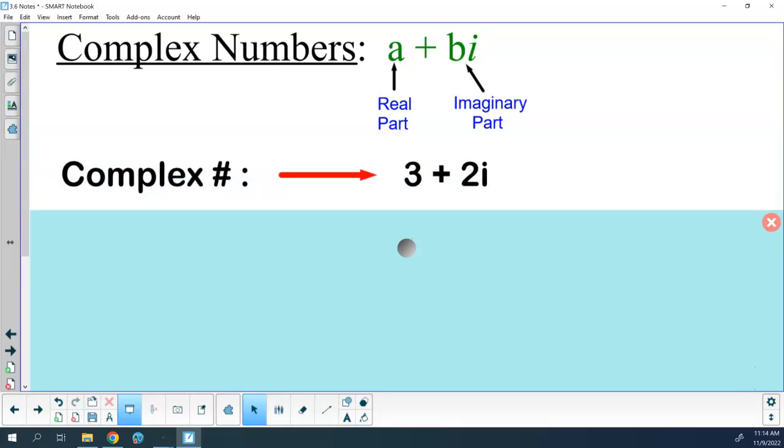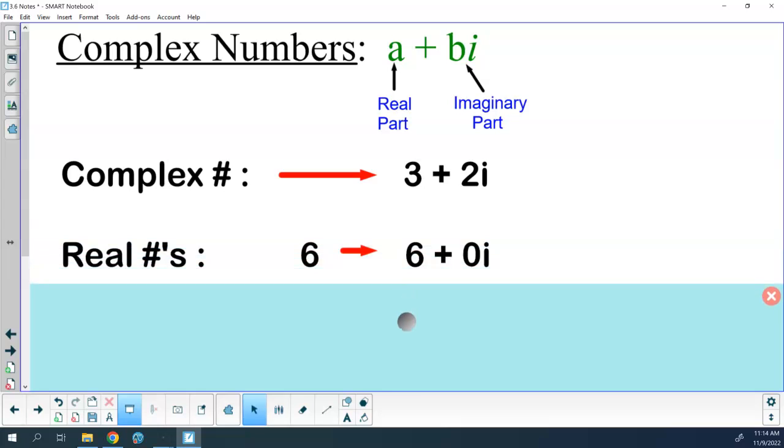So for instance, a true complex number would be like 3 plus 2i. That's a complex number. It's got a real part, the 3. It's got an imaginary part, the 2i. A real number, like 6, written in complex form, would be 6 plus 0i.